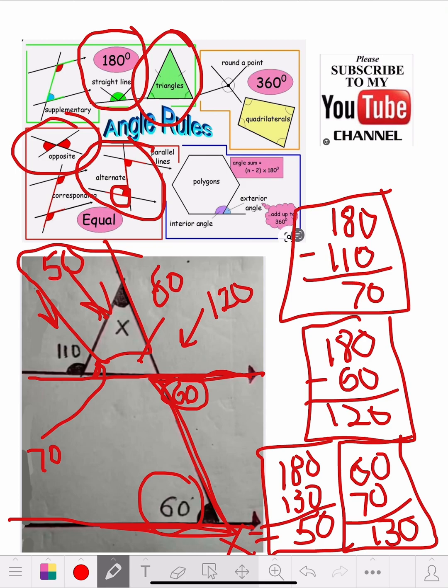Just remember, you see how I blocked off all my work so I can go back in case I finish early at the end of the test. Never be the first one to turn it in. Always go back and check your math. Is 180 minus 110 equal to 70? Is 180 minus 60 equal to 120? You do all this checking because you can make a silly mistake, and that could cost you the right or wrong answer.